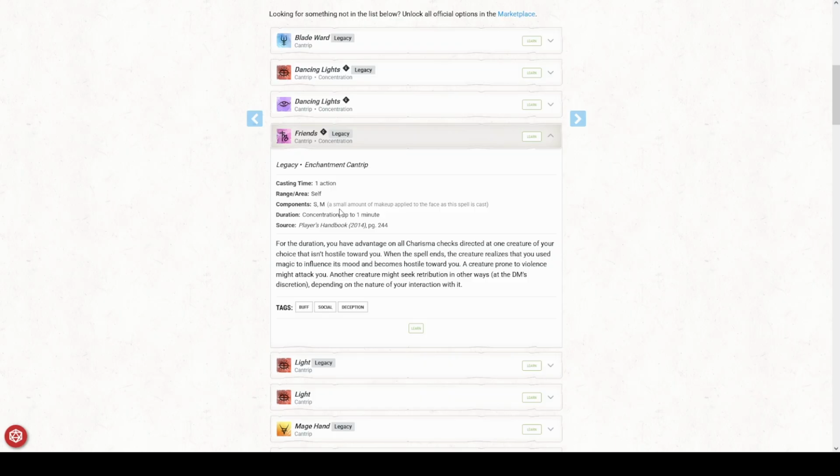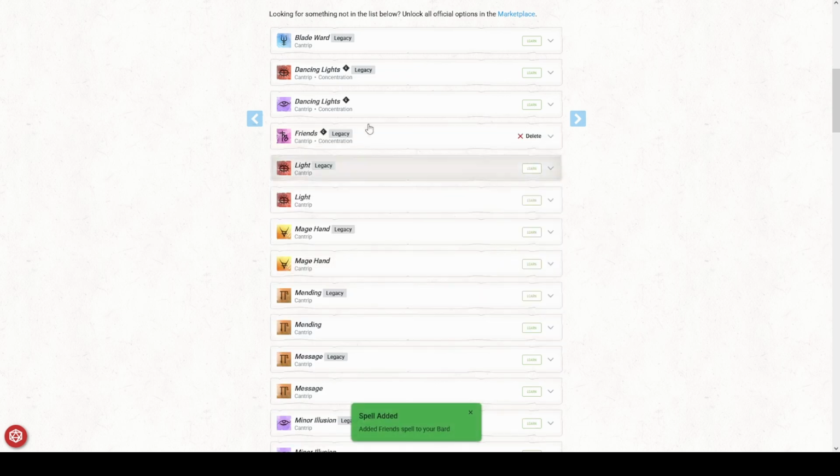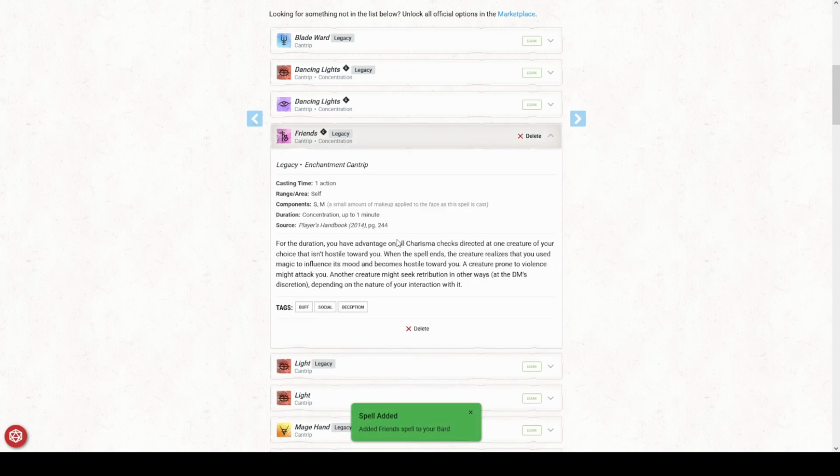You cast another concentration spell. Your job is to remember your stuff. The GM's job is to remember most everything. GMs are going to forget things. You're going to forget things. No one likes a snitch, but if it's starting to ruin the fun, sometimes you're going to get called out. So we're going to pick Friends. What this does is, for the duration, you have advantage on all charisma checks directed at one creature of your choice that isn't hostile towards you.